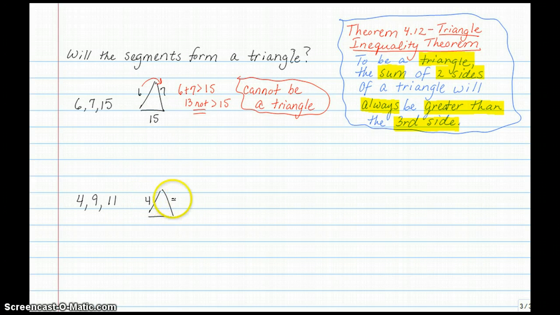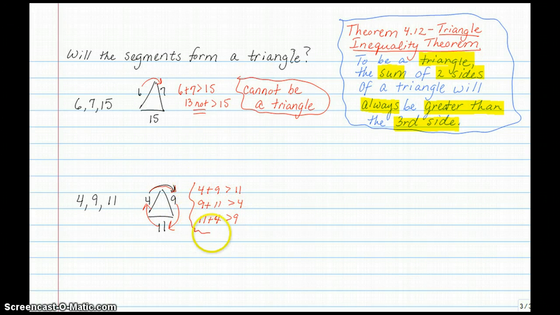So if we have 4, 9, and 11, I would simply go 4 plus 9. Let's do this in red. 4 plus 9 is greater than 11, because 13 is greater than 11. Then I'm going to come, so I went first this way, then I went this way. It's forming a big circle. 9 plus 11 has got to be greater than 4. Well, it is. 9 plus 11 is 20, which is greater than 4. And then I'm going to go 11 plus 4, which is 15, and that is greater than 9.